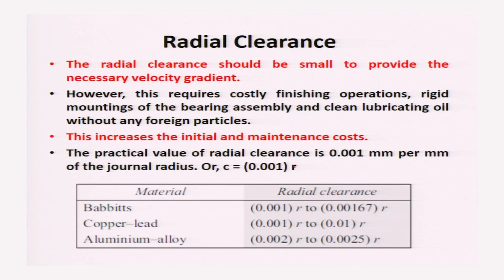0.001 times the radius of the journal or the shaft. And for different bearing materials, the babbitt or the copper lead or aluminum alloy, the range of radial clearance is given in terms of the radius of the journal in this table.